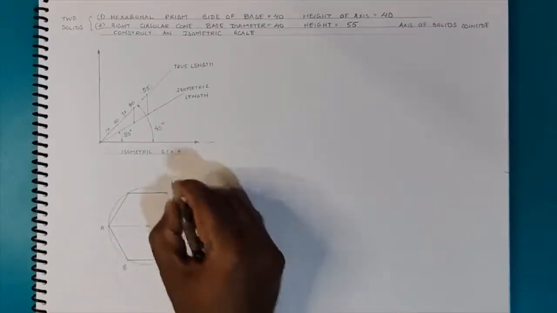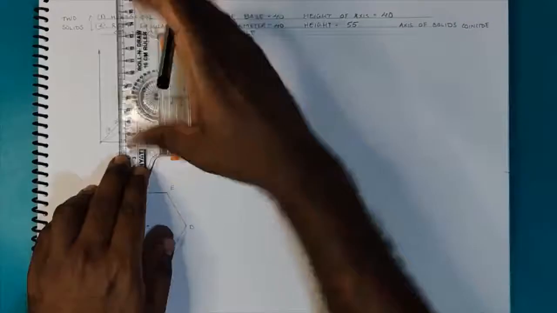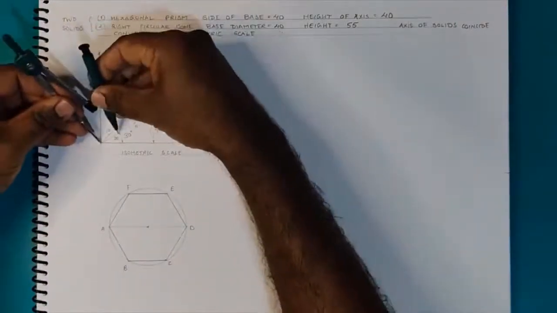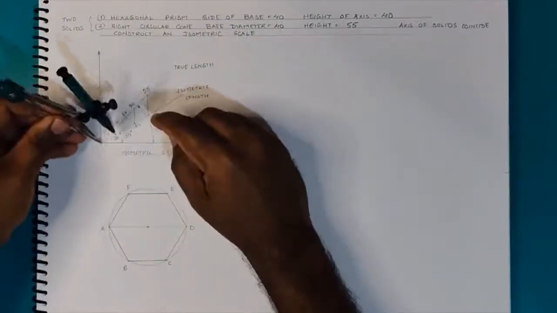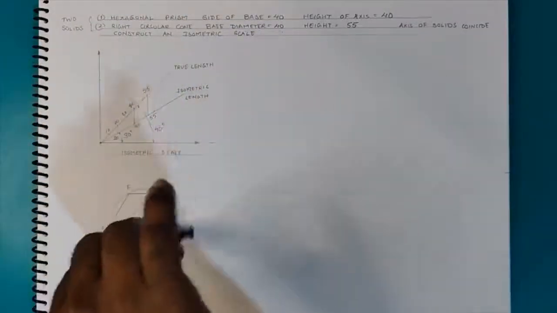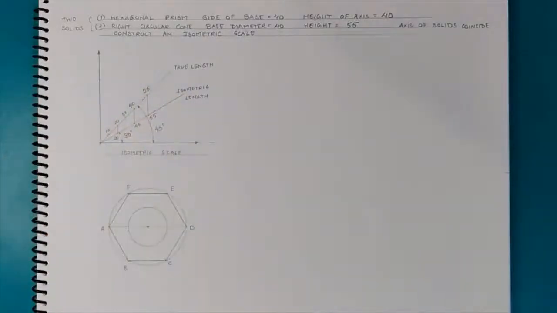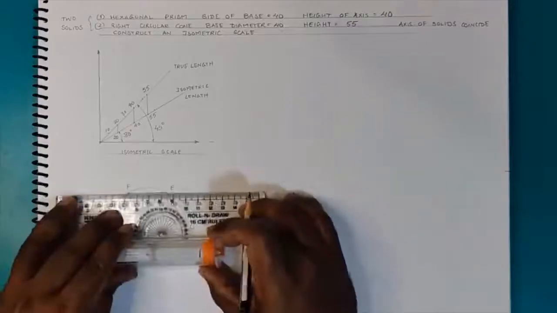With the hexagon now obtained, I'll name the points on the hexagon as shown. Now I'll enclose this hexagon in a square for construction purposes. But before that, I'll be constructing the circle for the cone base. The radius is 20, which is the isometric length of 20, and I have drawn the circle. This I'd be using for constructing the base of the cone.